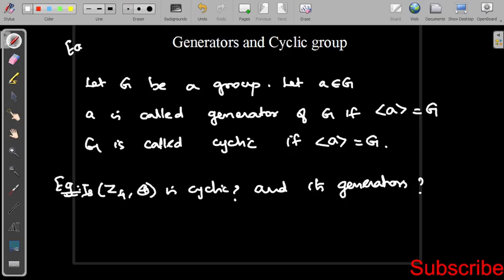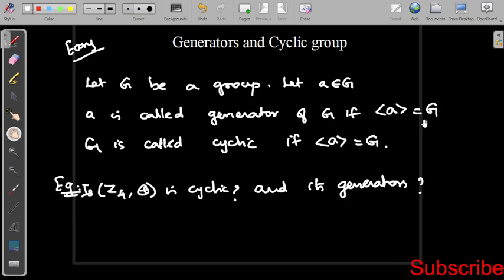I will explain here. So let's see, let G be a group, right? Let G be a group and an element a belongs to G. Then the element a is said to be a generator if the group generated by a is equal to the whole group G.